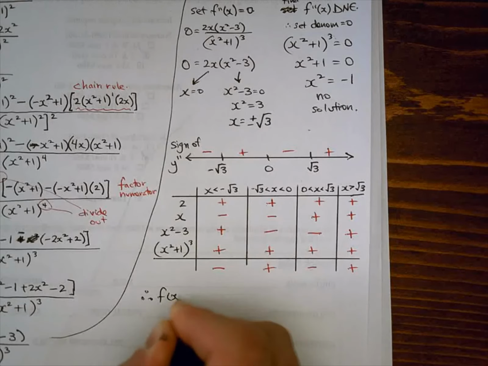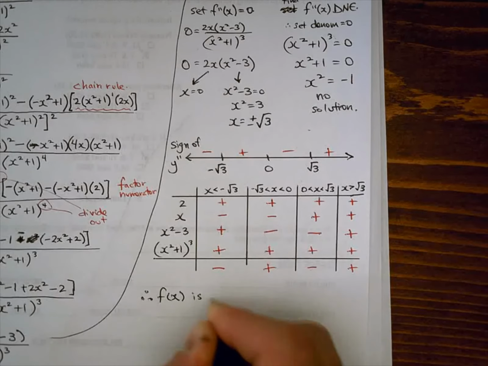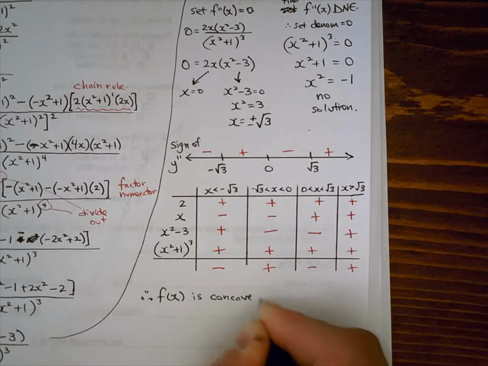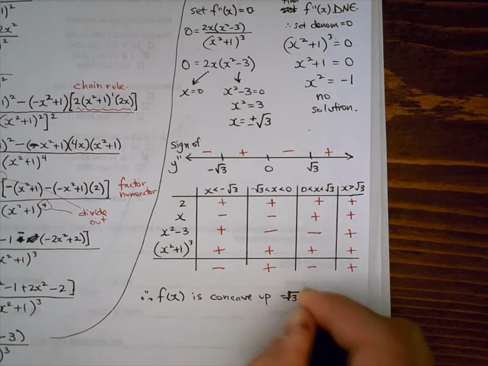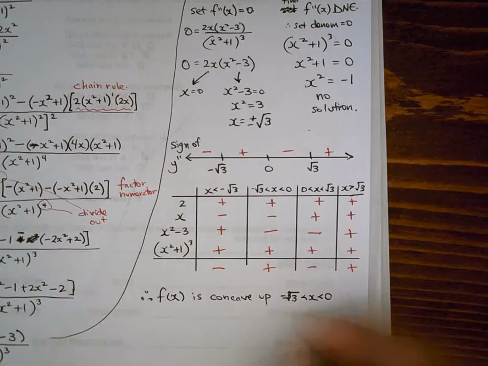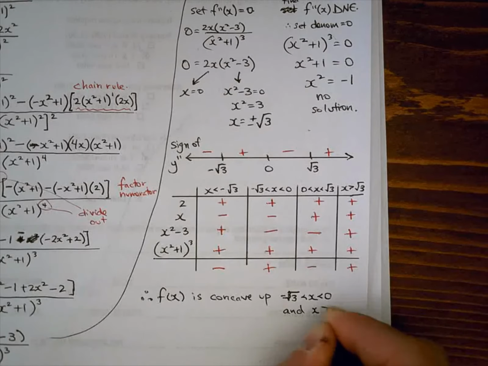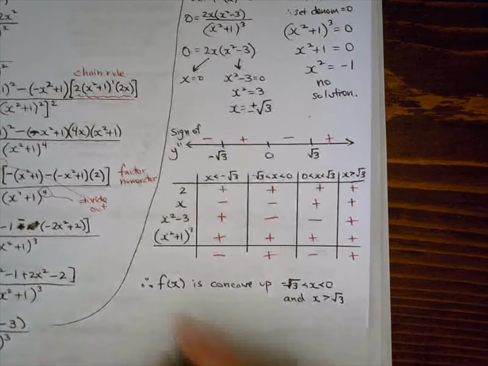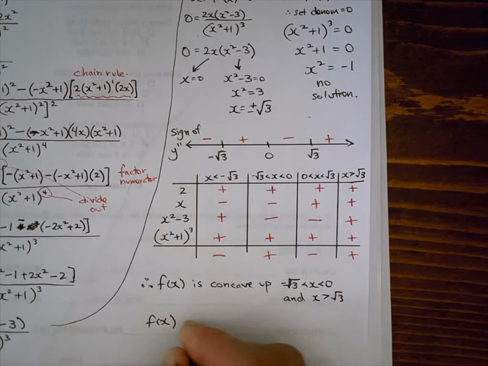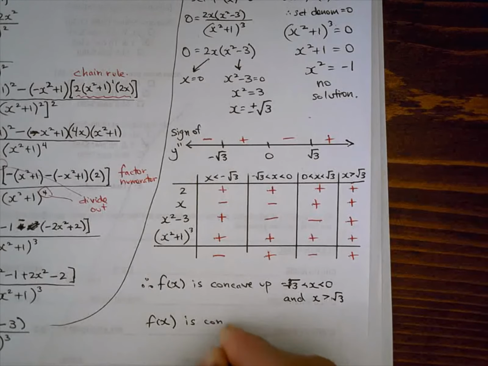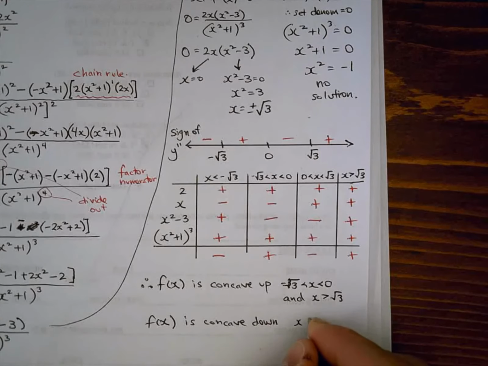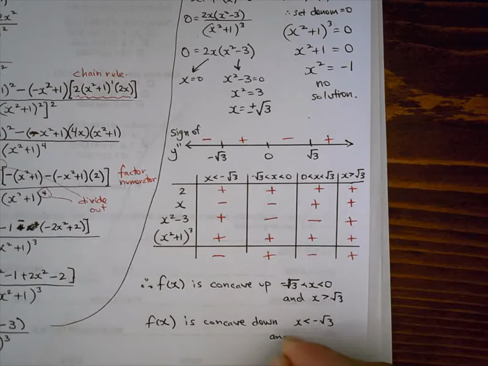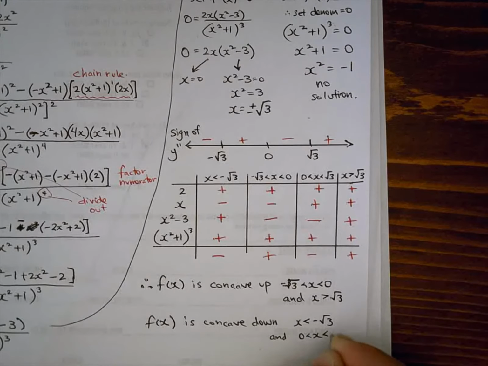Therefore, f of x is concave up between negative root 3 and 0, and x is greater than root 3. F of x, oh, it was not f of x, it was y, but that's okay. Concave down for x is less than negative root 3, and x is between 0 and positive root 3.